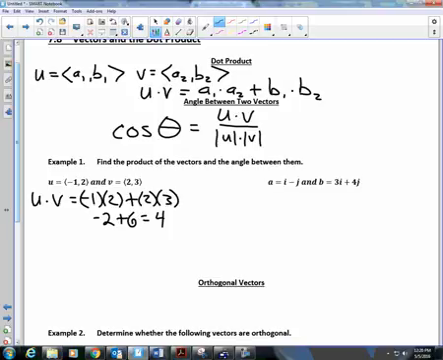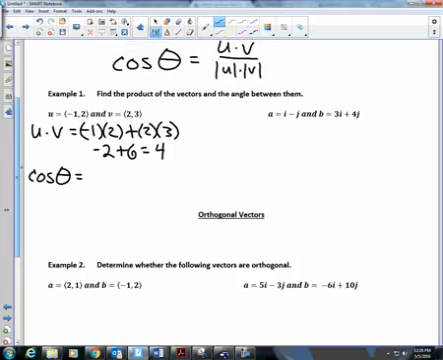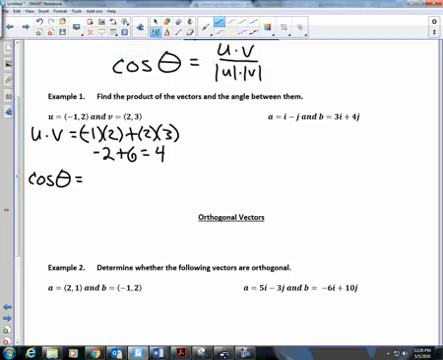So let's apply that to this piece right here. It says find the product and the angles. We set up cosine of theta is equal to, and our formula says u times v, or the dot product. Do I already know that? What is it? Nice job.